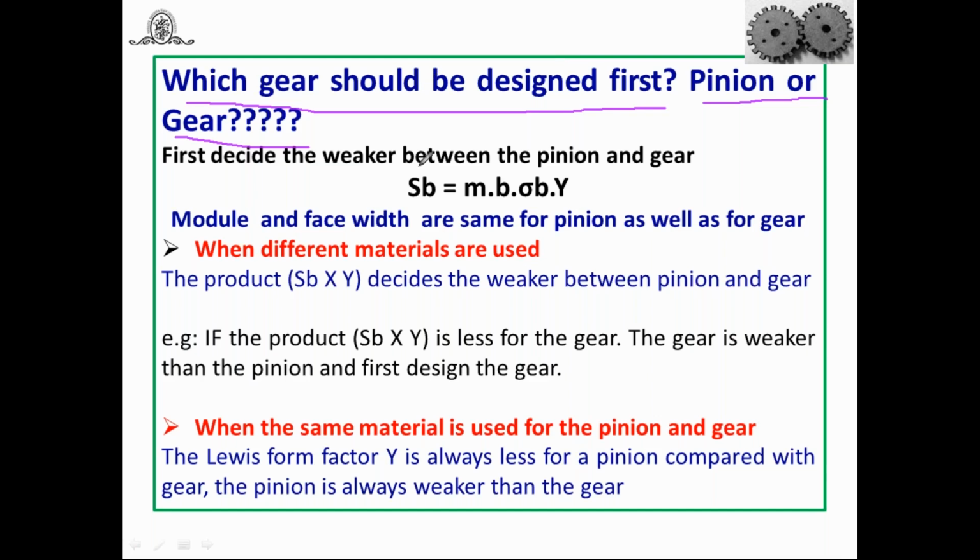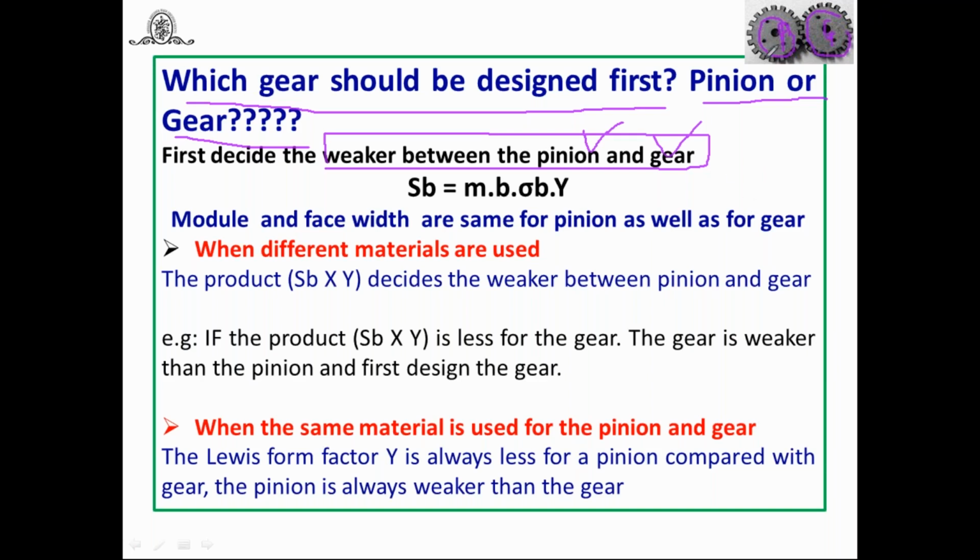Here also, in a meshing pair, one is the pinion, one is the gear, and you know very well the pinion is always smaller than the gear. The gear is a large gear and the pinion is a small gear. So we have to decide which one is weaker between the pinion and the gear. Now let us decide it.